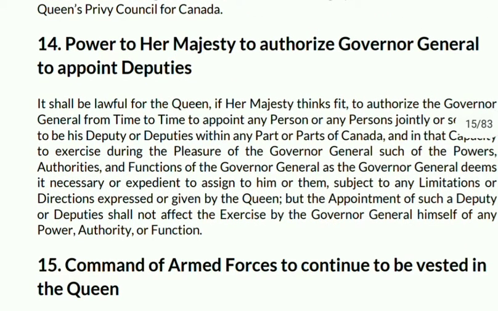Next, Article 14, power to Her Majesty to authorize Governor General to appoint deputies. So it shall be lawful for the Queen, if Her Majesty thinks fit, to authorize the Governor General from time to time to appoint any person. There is no qualification mentioned here. They are just mentioning to appoint any person or any persons jointly. So more than one person, 2, 3, 4 can jointly be the Deputy Governor General or severally to be his deputy or deputies within any part or parts of Canada, and in that capacity to exercise during the pleasure of Governor General. So no time mentioned, no limitation there. It was just upon the pleasure of the Governor General.